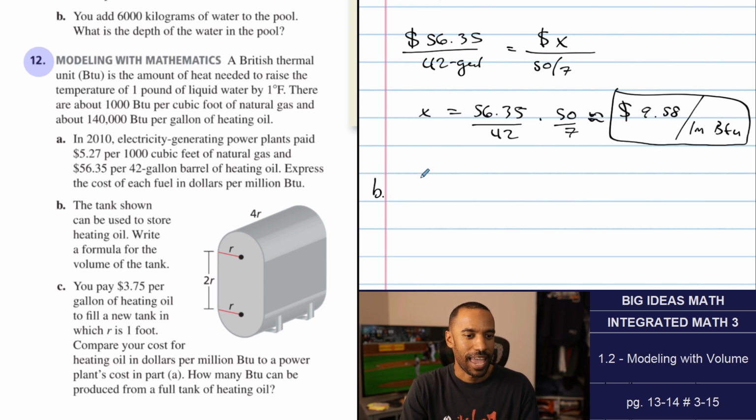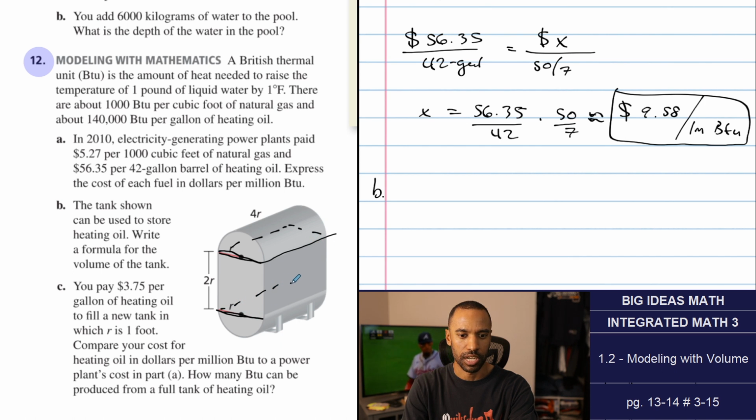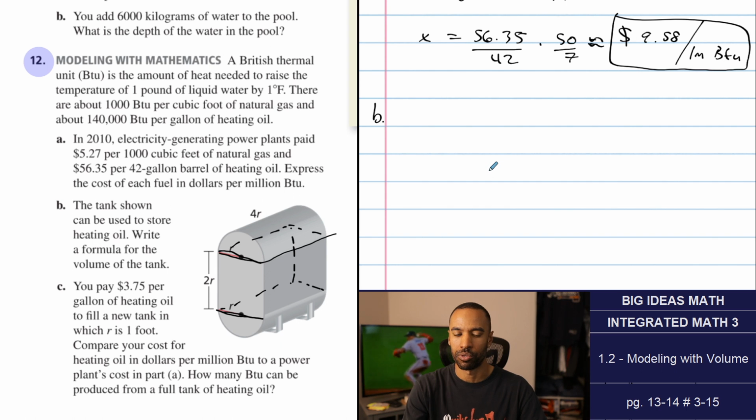Part B. The tank shown can be used to store heating oil. Write a formula for the volume of the tank. Okay, I can do that one pretty well. So with the tank, it's basically divided, well, let's do it here where the radius is. It's divided right there and right there. So we have in the middle a rectangular prism, and then we have two semi-cylinders on top and bottom. They're both half the same cylinder, so we could add just one of those in the end.